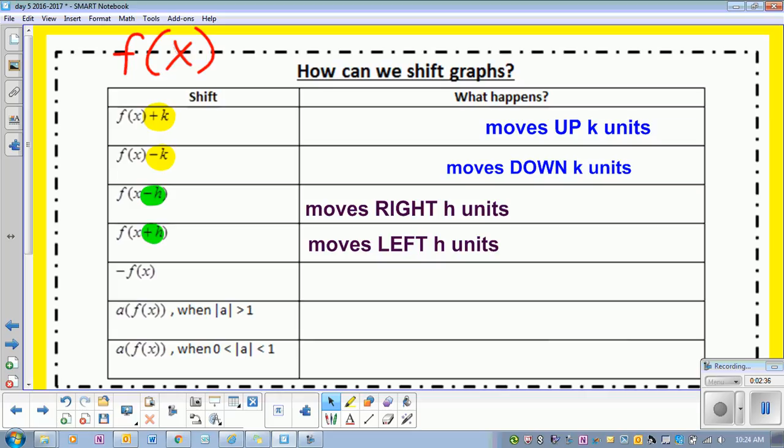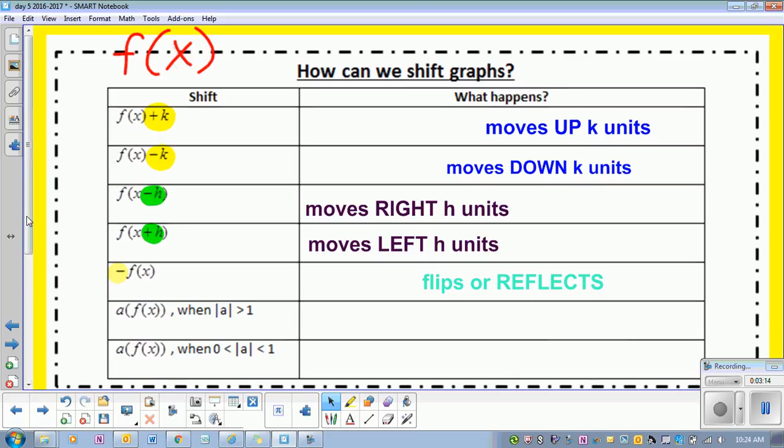All right, so look at the next one. What happened to the next one, guys? What do you see? Yes, there's a negative in front. And if you have a negative in front, it flips or it reflects. So if it was up here, it flips and moves down. So it either flips up or down across the x-axis.